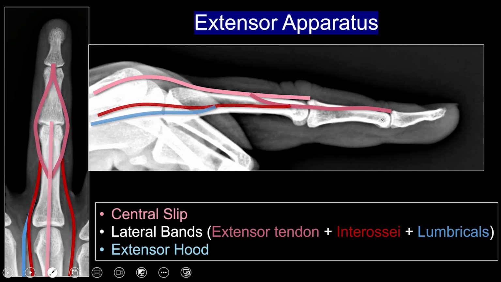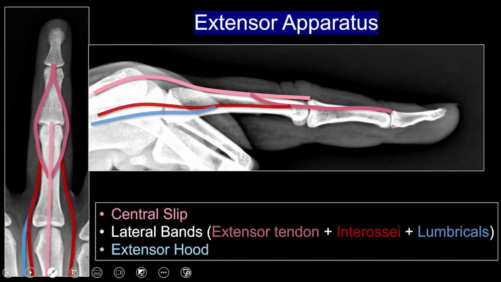extensor apparatus, which gets attached to the base of the distal phalanx. And let me tell you again that this band is situated on the dorsal aspect of the main axis of the interphalangeal joint. Besides this, these tendons, if not supported by the soft tissue stabilizer, tend to subluxate and dislocate.